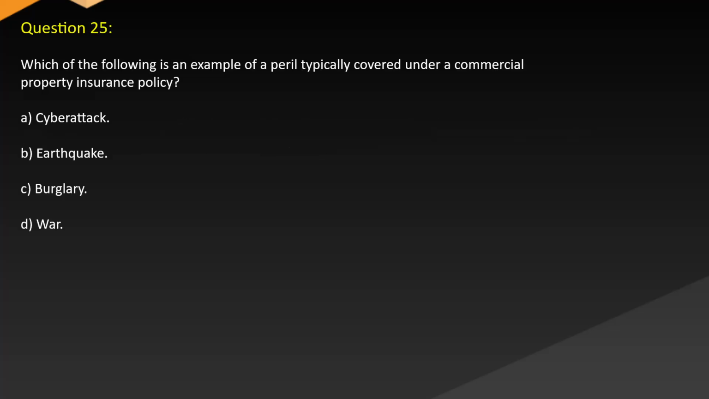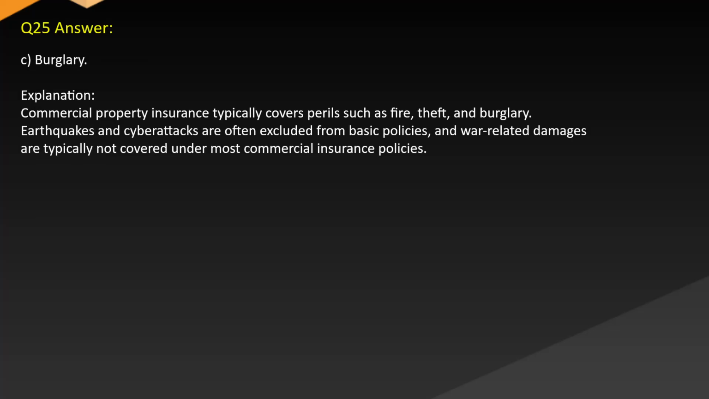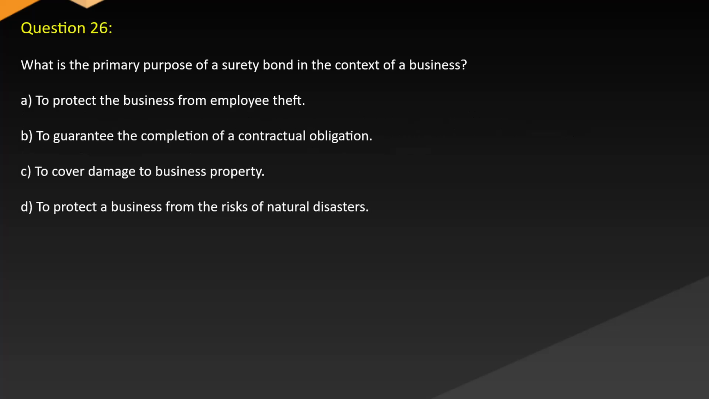Question 25. Which of the following is an example of a peril typically covered under a commercial property insurance policy? A. Cyber attack. B. Earthquake. C. Burglary. D. War. Answer: C. Burglary. Explanation: Commercial property insurance typically covers perils such as fire, theft, and burglary. Earthquakes and cyber attacks are often excluded from basic policies, and war-related damages are typically not covered under most commercial insurance policies.